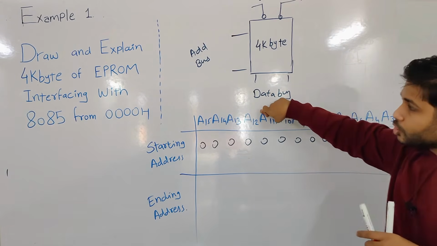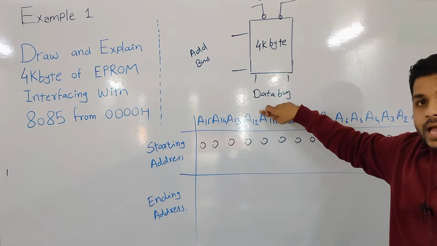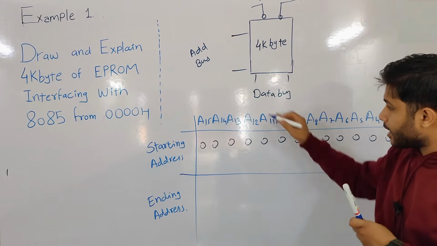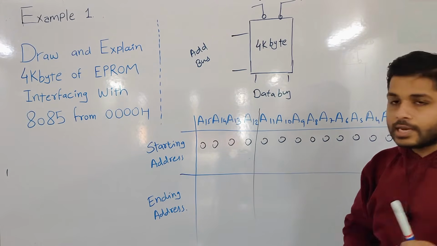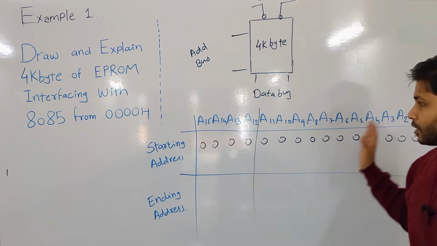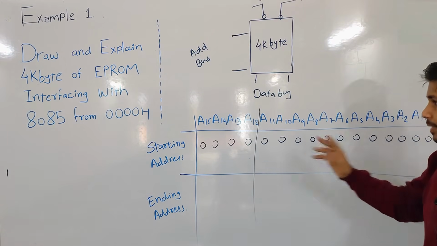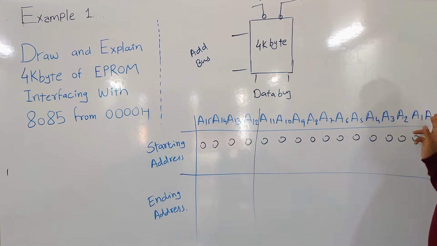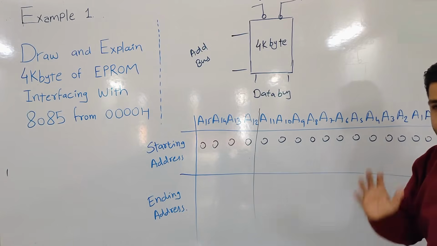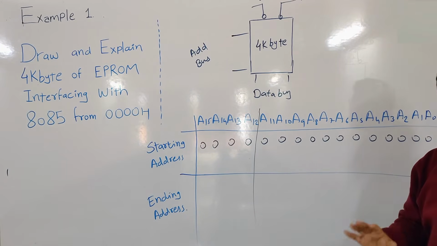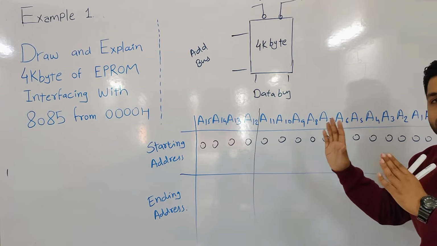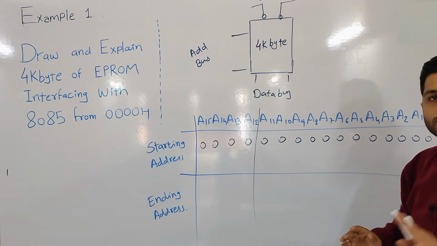It means that to interface 4K byte of memory, how many address lines are required? A0 to A11, which means a total of 12 address lines are required. So for the starting address of the memory, A0 to A11 is 0. To find the ending address for a particular memory, we set all the address lines connected to that memory to 1.